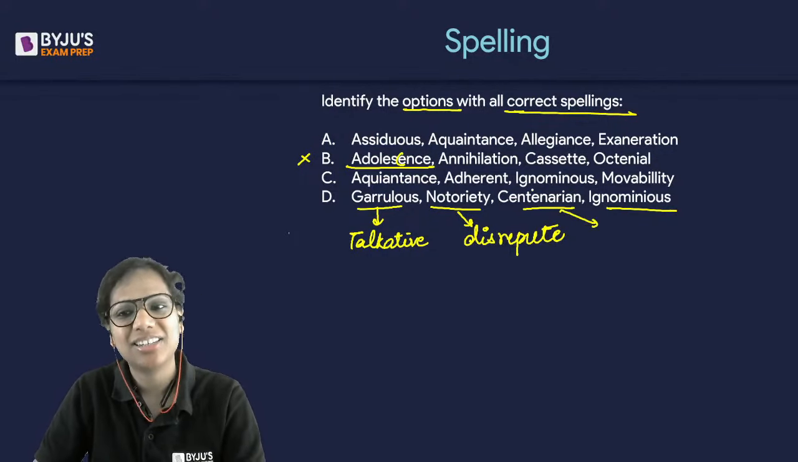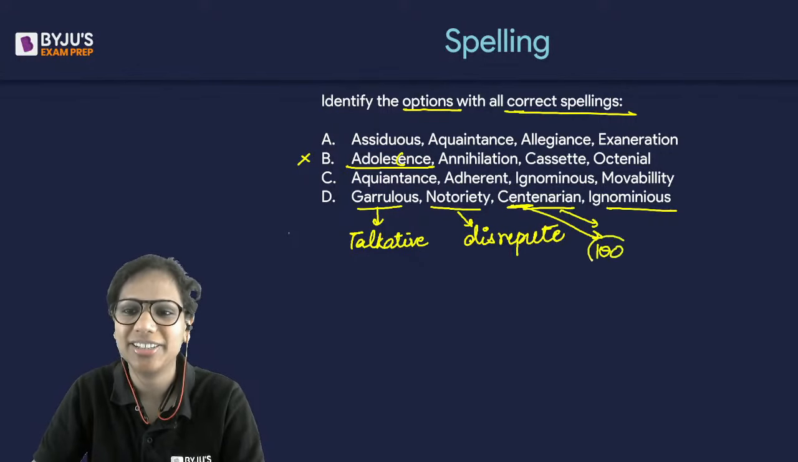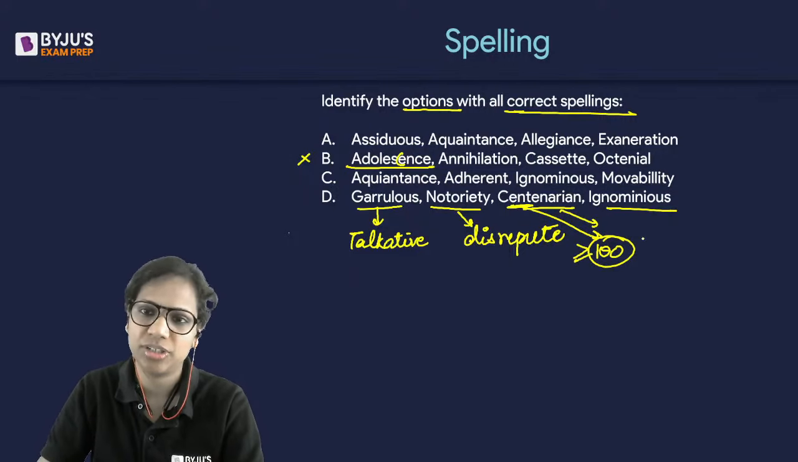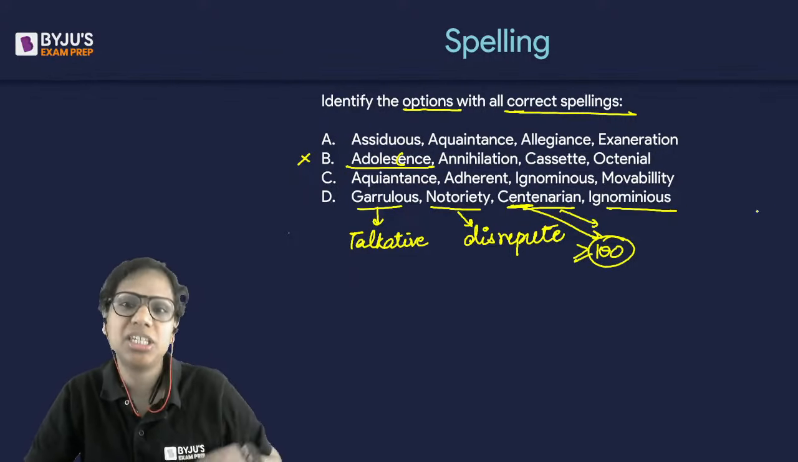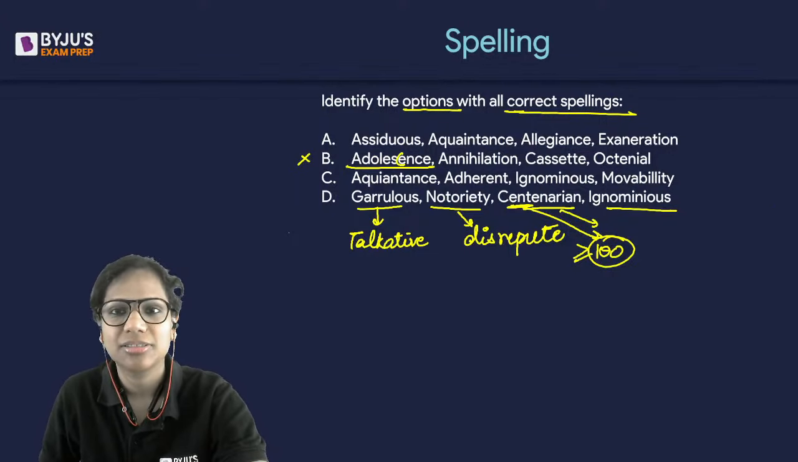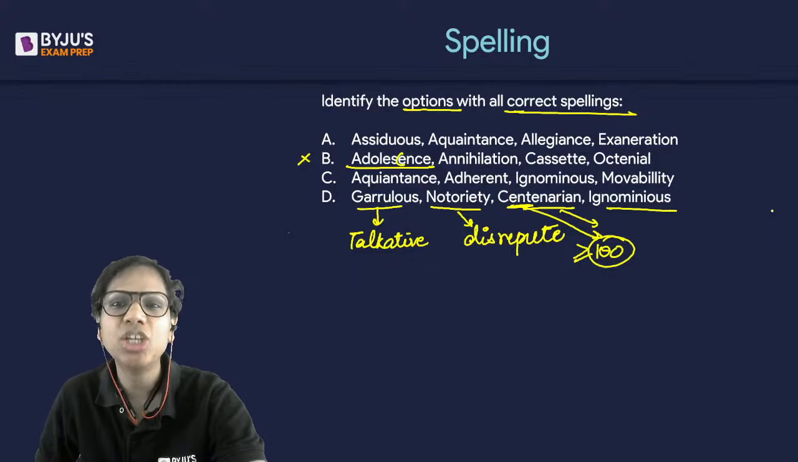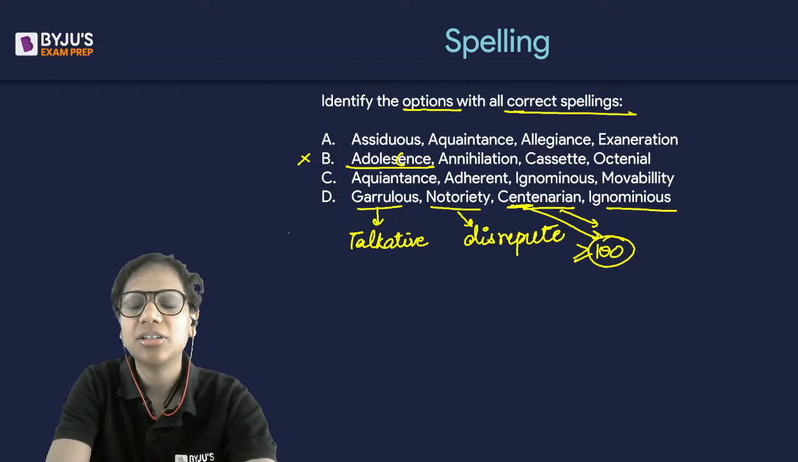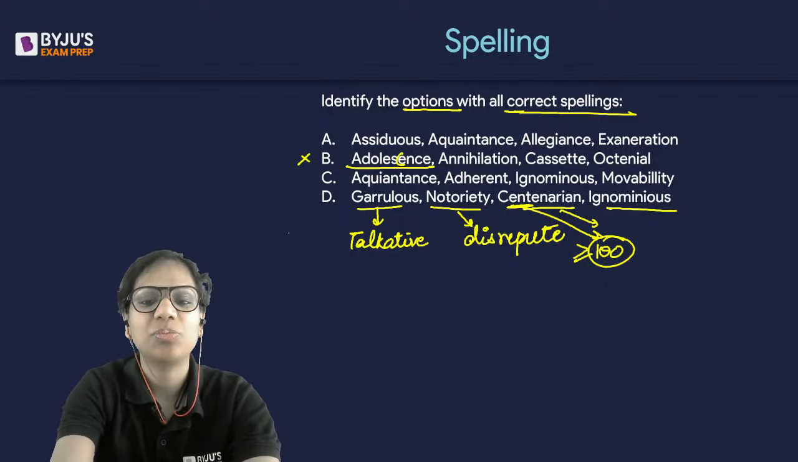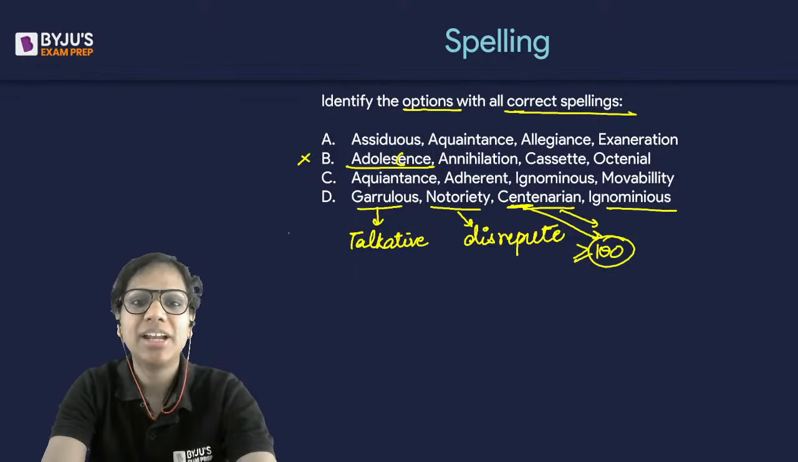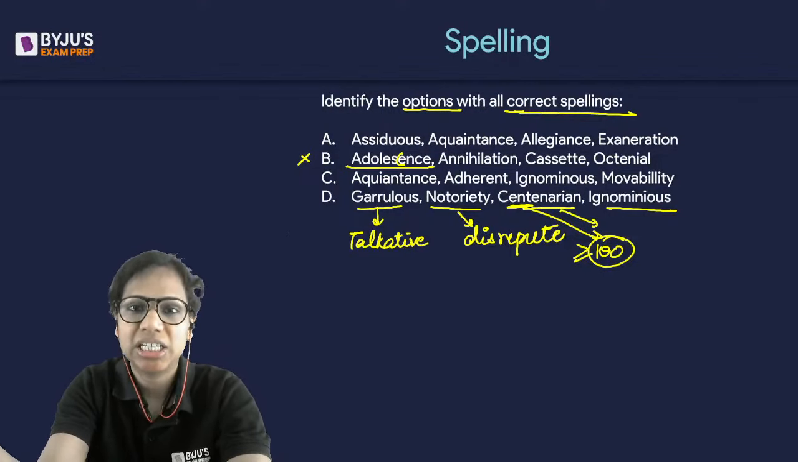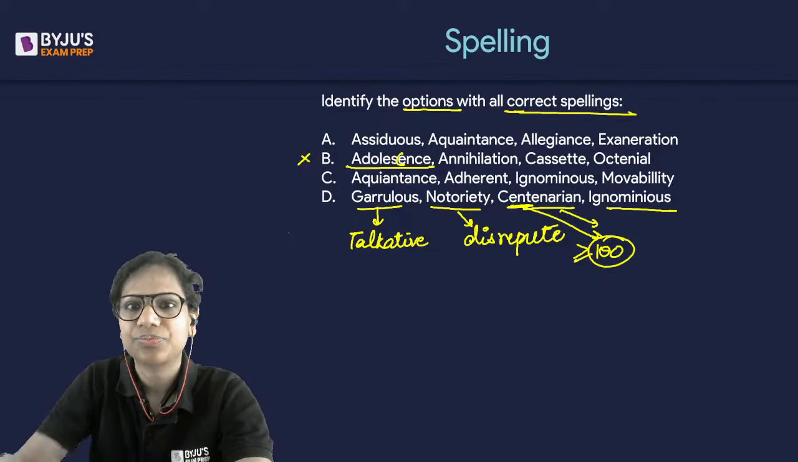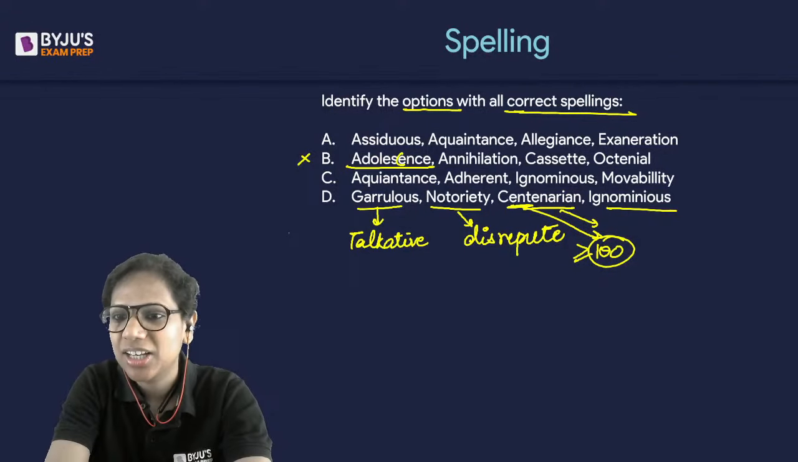Centenarian, cent here tells me this has something to do with 100. Yes, cent. So centenarian is a person who is 100 years old or more than 100 years old. Okay, 100 or more. Ignominious. Ignominy. What is ignominy? When you feel very humiliated. Okay, so ignominious is something that causes humiliation and disgrace. That is ignominious. So let's say his conduct at so and so event was ignominious. It was humiliating. It caused us shame, right? So that's the meaning.